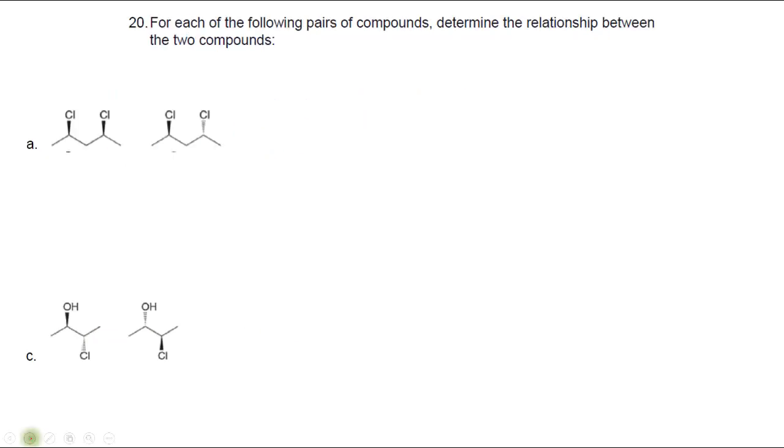Right, here we're looking at relationships between compounds again. And for this first dichloro compound, these are both wedged. The second one is wedged and dashed, so these are diastereomers. And in the second one, the OH is flipped, but the Cl's are also flipped. So these would be the enantiomers.